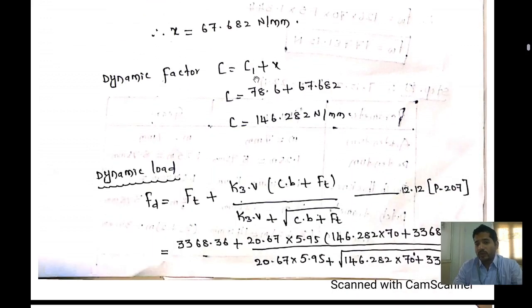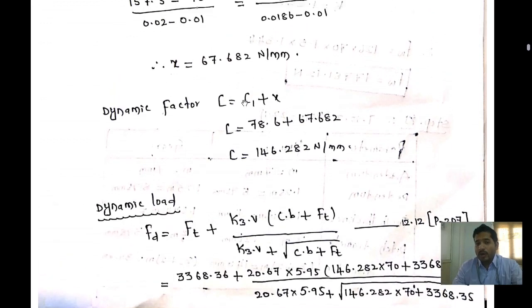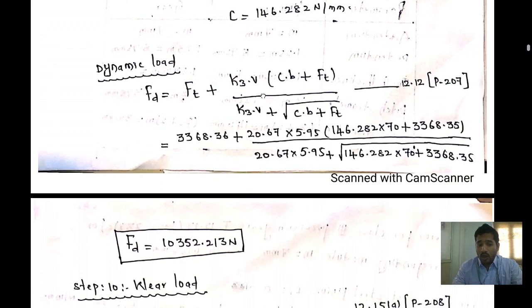C is equal to C1 plus x. C1 for the pinion is 78.6 plus the x variable, which we got as 67.682. If you add these values, you get 146.282 Newton per mm. After that, we need to find the dynamic load, or we can say the dynamic force.